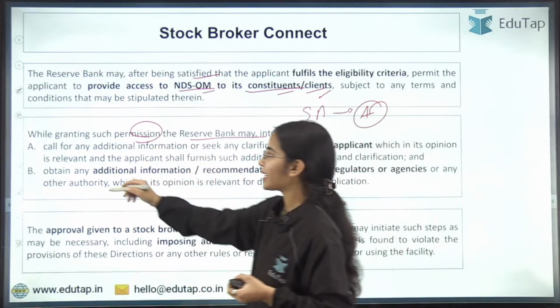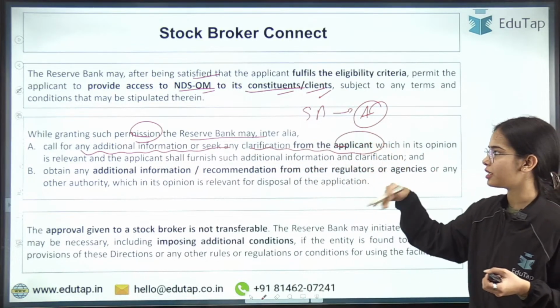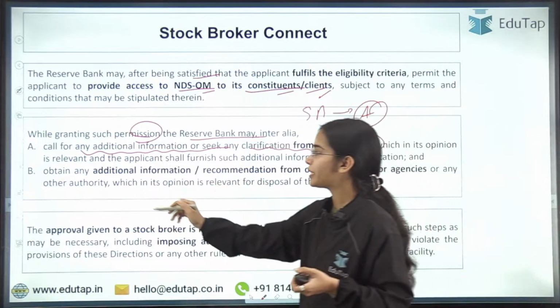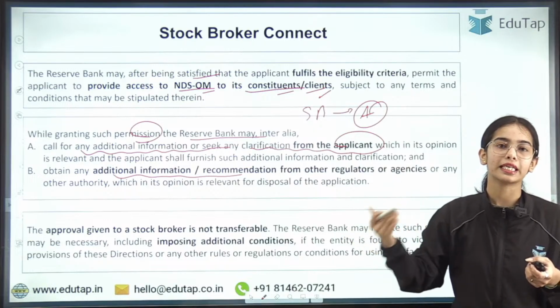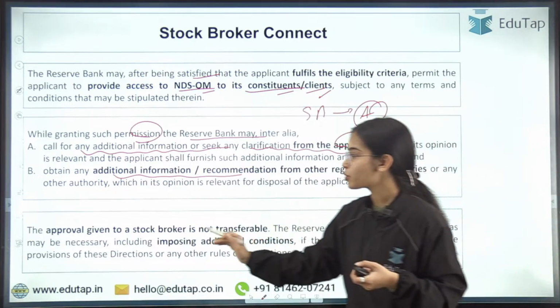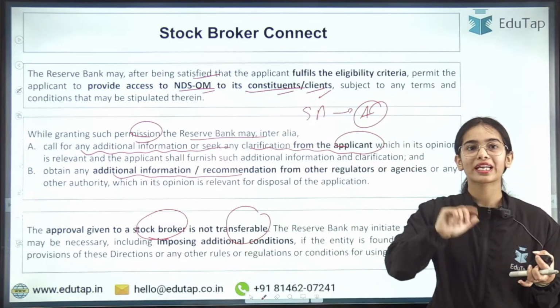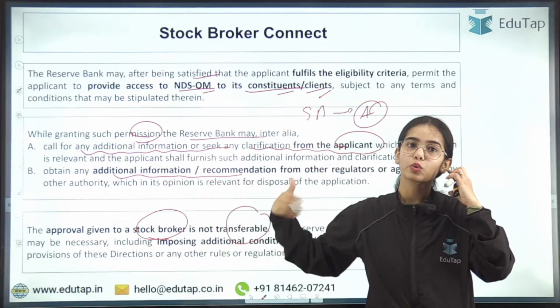Okay, so RBI can call for any additional information or seek any clarification from the applicant, as well as obtain any additional information or recommendation from other regulators or other agencies also. Okay, the approval given to the stockbroker is not transferable. It's not like a stockbroker can transfer the approval to any other stockbroker.